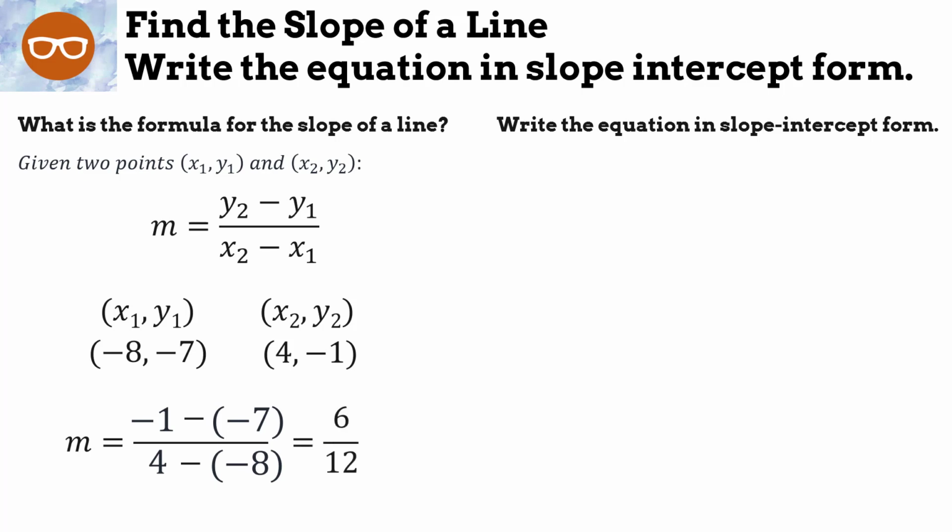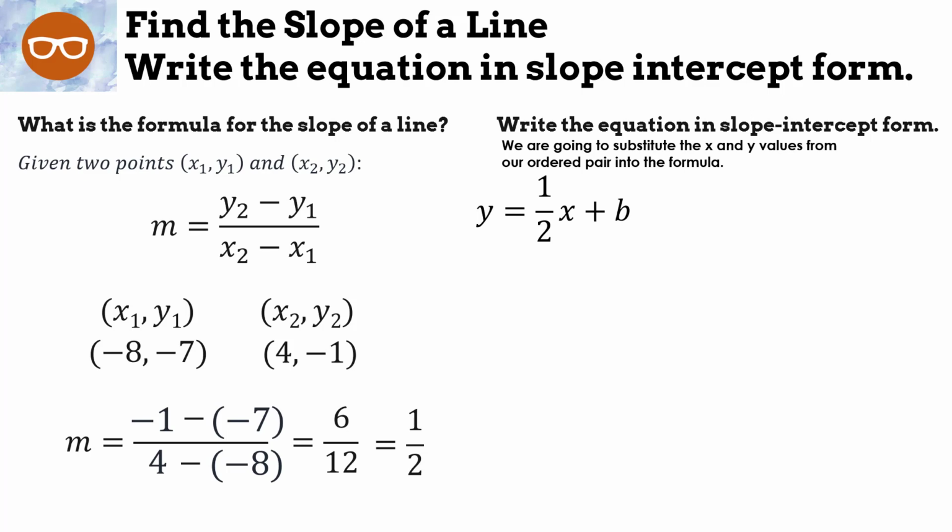Negative 1 minus negative 7 is 6. 4 minus negative 8 is 12. We always have to reduce it though. Turns out that our slope is a half. Now that we have that, write the equation in slope-intercept form.